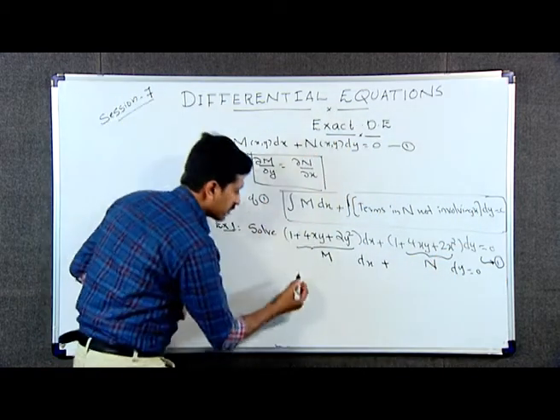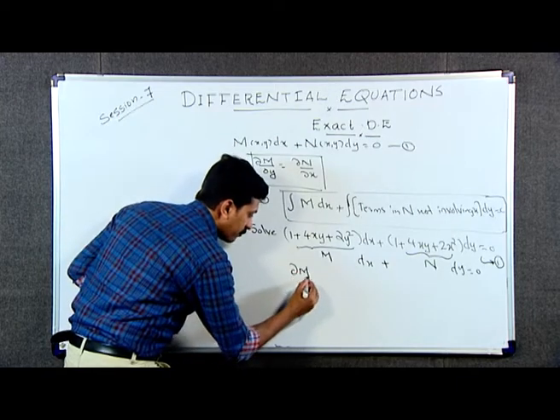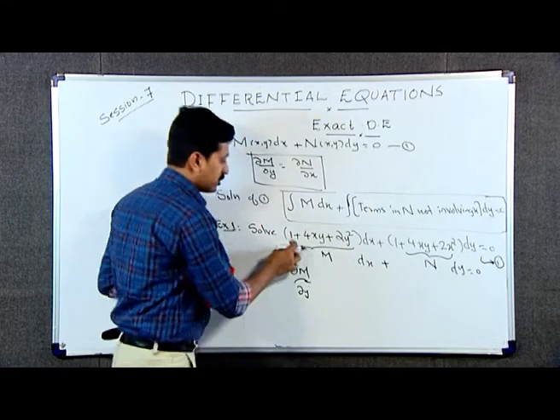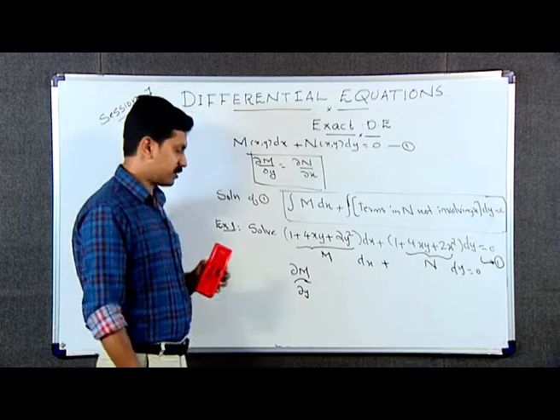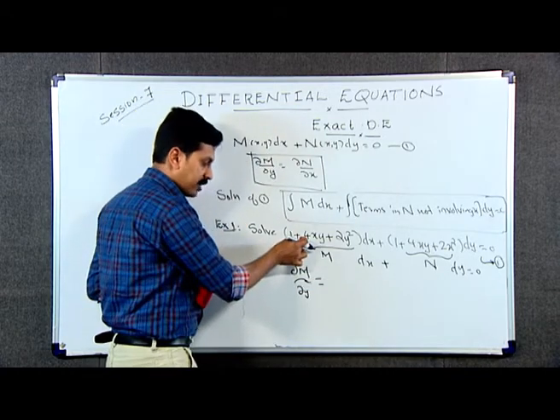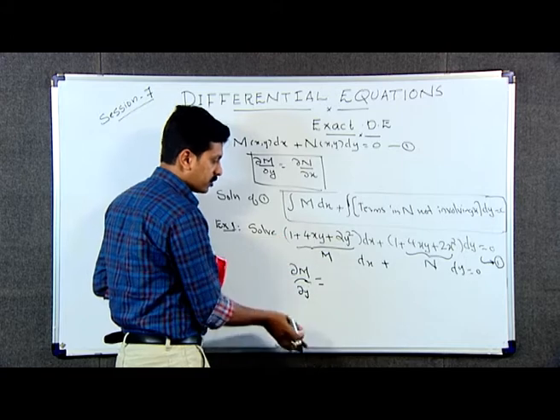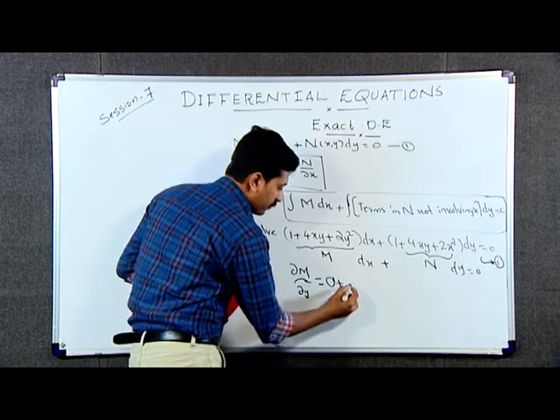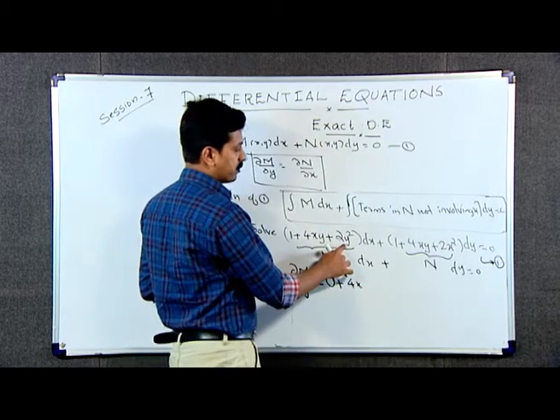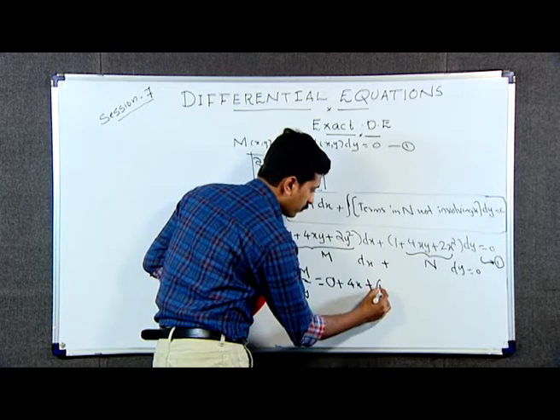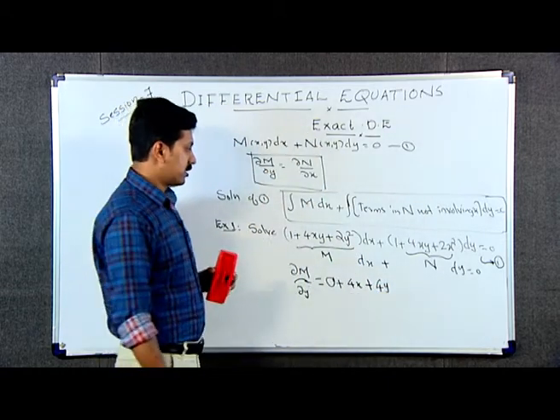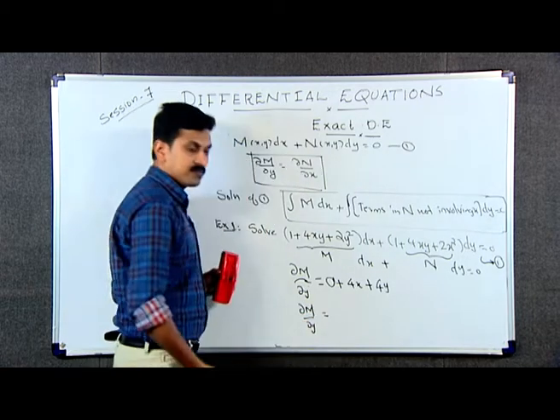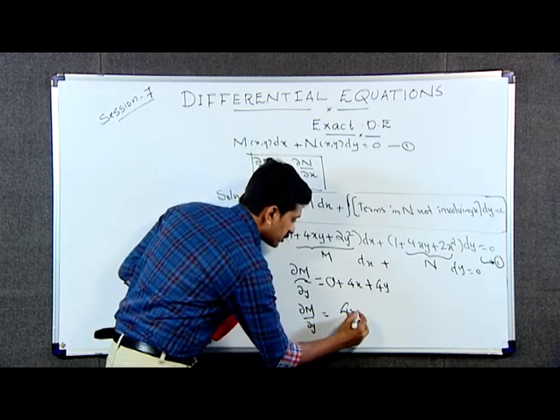We have to check whether ∂M/∂y equals ∂N/∂x. Our M is 1 + 4xy + 2y². We are partially differentiating M with respect to y. The derivative of 1 is 0, plus the derivative of 4xy with respect to y, which is 4x, and the derivative of 2y² is 2 into 2y, that is 4y. So ∂M/∂y is equal to 4x + 4y.